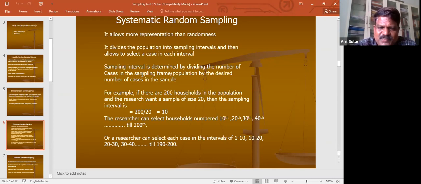This is one way. Or what you can do, you can make a separate sheet of 1 to 10 houses, one box, 10 to 20 houses, another box. Like there will be different sampling frames. Then from each box, you select one household. Then definitely you will get 20 as your sample.